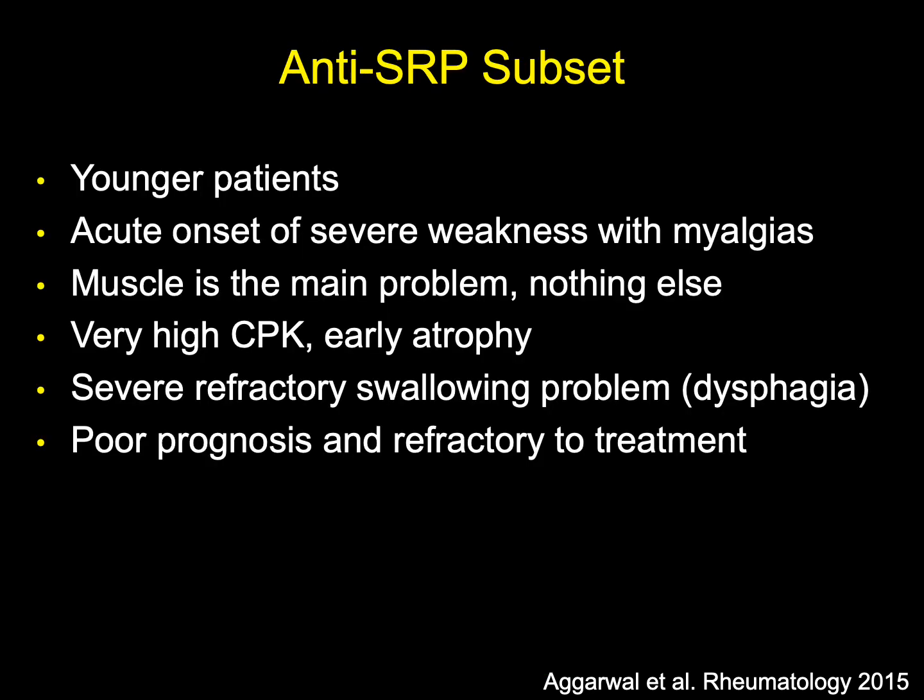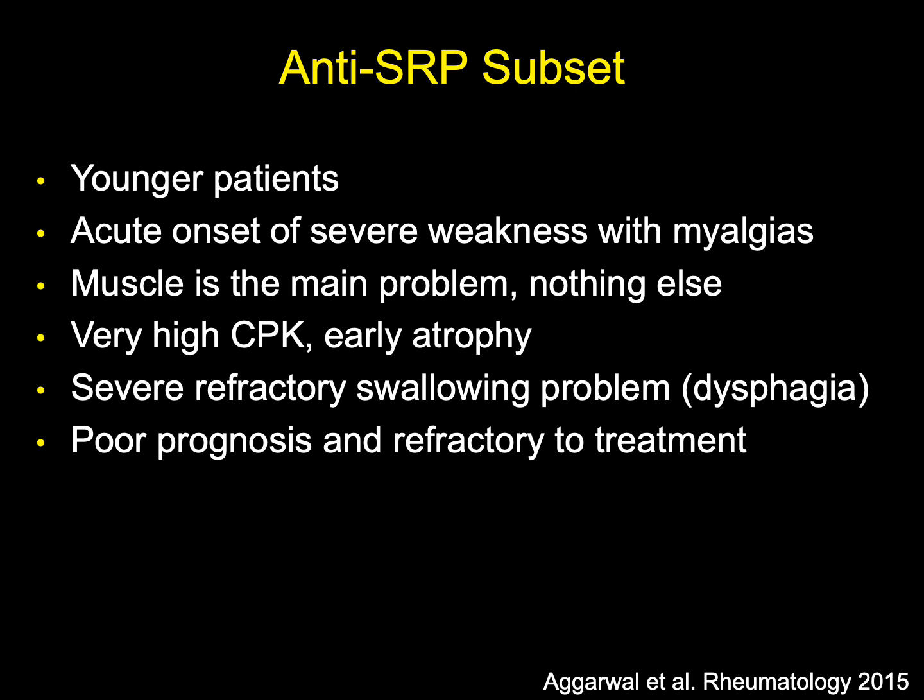In the anti-SRP subset, patients with these autoantibodies are typically younger patients. They generally have acute or sudden onset of severe weakness with severe muscle pain. Their muscle is the main problem with weakness and pain, and generally it does not affect other organ systems such as lung, arthritis, rash, and so on.